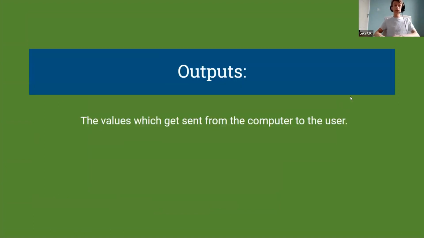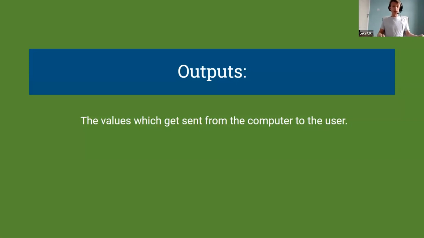So let's talk about outputs. These are values which get sent from the computer to the user. So if our program ran and did something and it didn't output anything, we wouldn't know what would happen. And really, the program would be totally useless because we don't get anything out from it. We can't see what's happening. Imagine using a calculator, doing your sum, and not getting anything back. If we didn't have outputs, it would be totally useless.